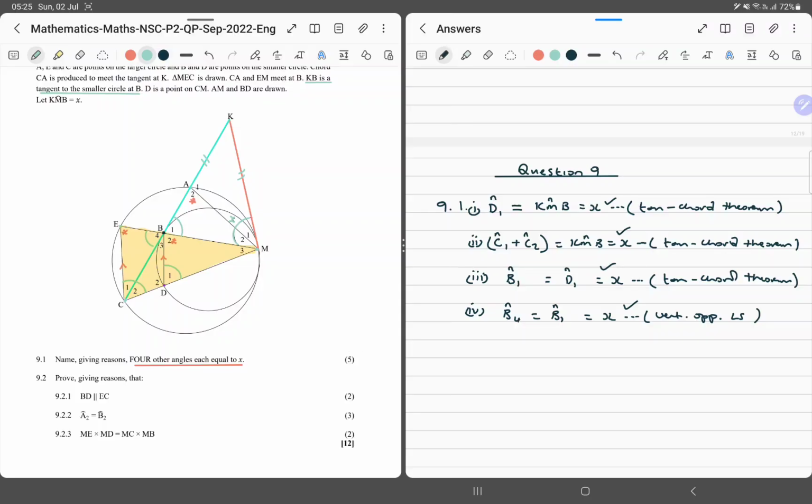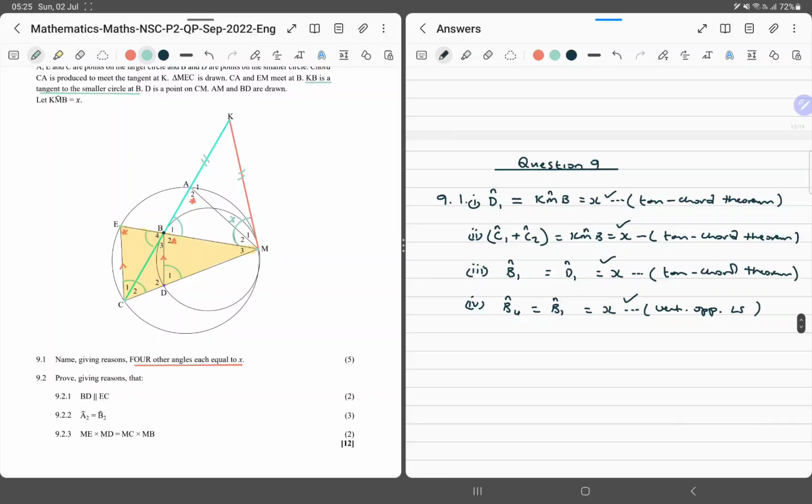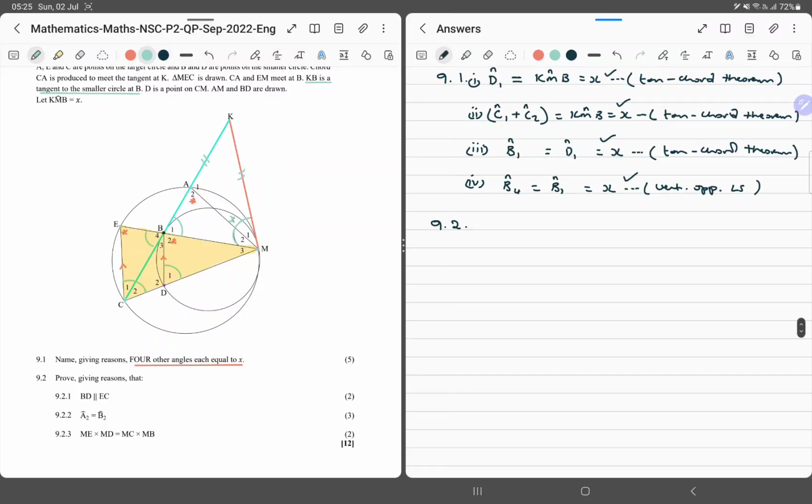So this is an easy 5 marks, guys. Wow. But why 5 now? Why 5 marks? This should be 4 marks, man. There's an error somewhere. This is usually just 4.